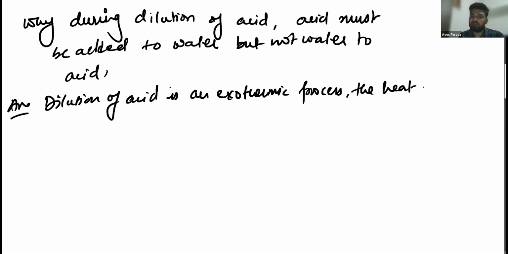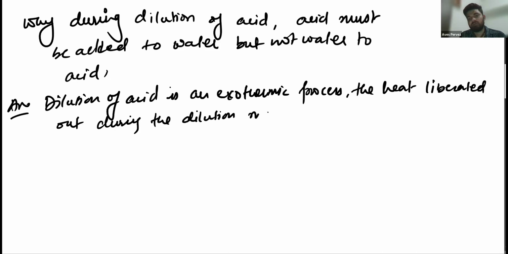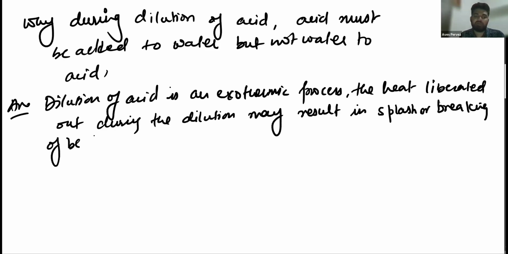The heat liberated during the dilution may result in splashing or breaking of the beaker.